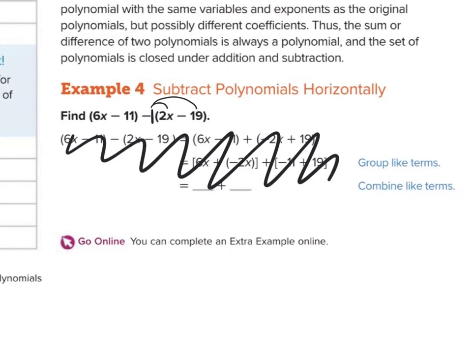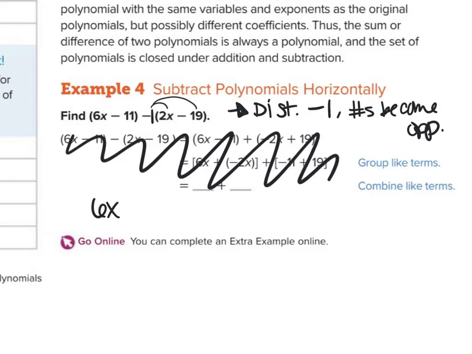They become negative, or they're opposite, okay? So if you distribute a negative 1, numbers become opposite. So let's rewrite that. Now, did I distribute anything to the 6x minus 11? No, there's nothing there, so just rewrite that. 6x minus 11.